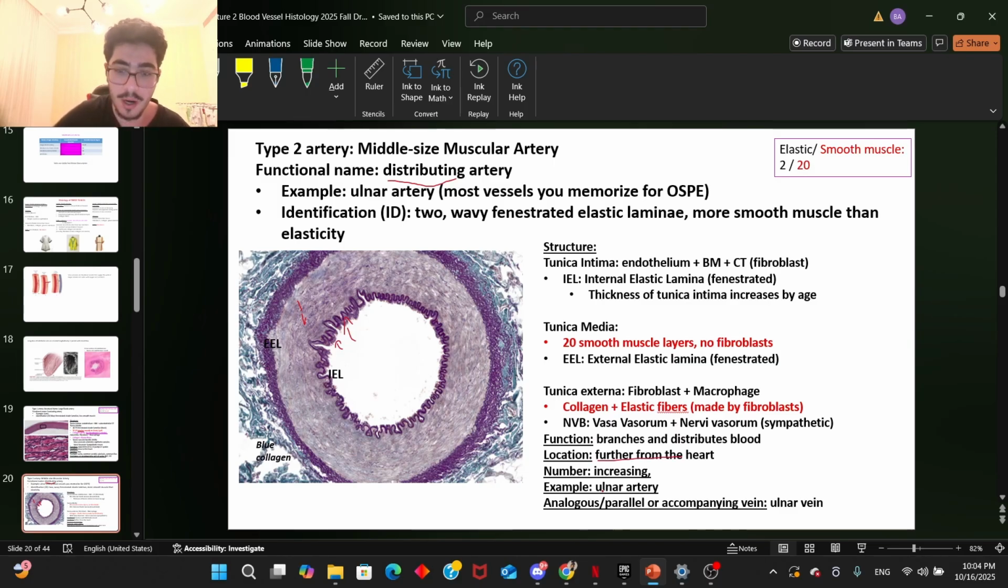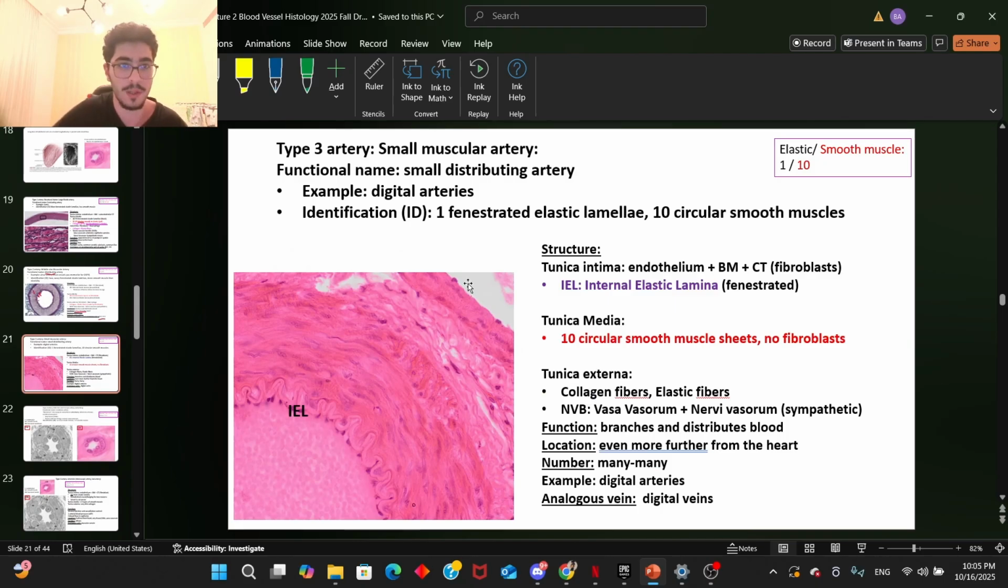Further away from the heart, what is its number? Remember, branchy, what? Their number is increasing, okay? And they're becoming smaller. They're smaller than the large elastic arteries. Yes. And the accompanying vein to the ulnar artery is going to be the ulnar vein. We're going to talk about what accompanying means in a bit. I'm going to leave that for later now.